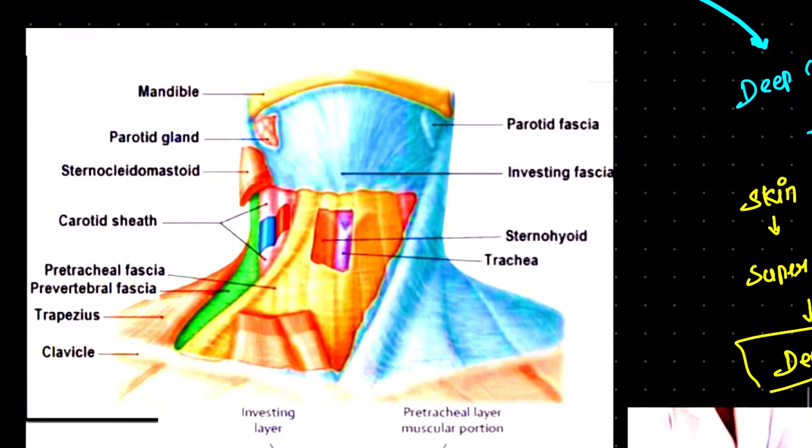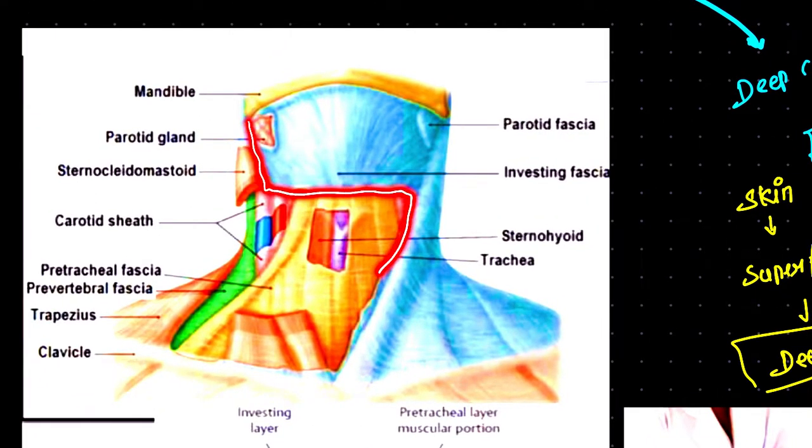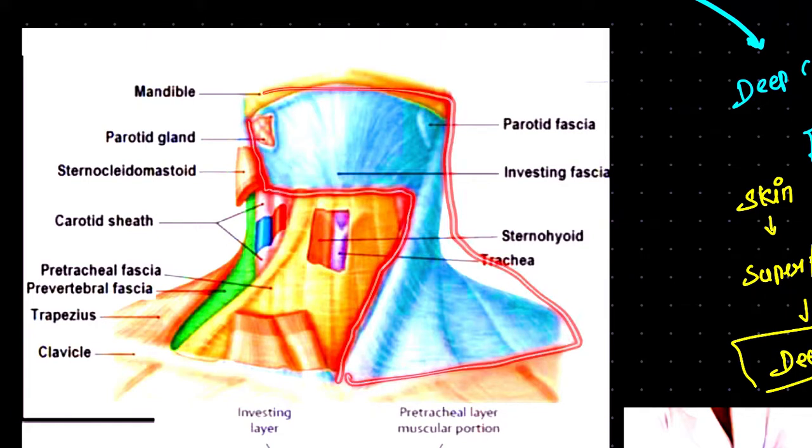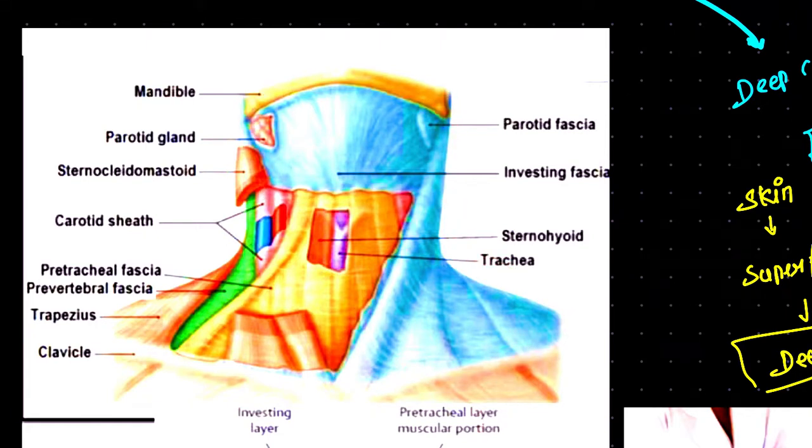In this diagram, the light blue color is our most superficial one, the investing layer or investing fascia. Now when we remove this investing fascia, for example, we have removed it in these regions, we'll see the other two: the pre-tracheal and pre-vertebral fascia. I have already mentioned that this investing fascia forms the roof of the posterior triangle.